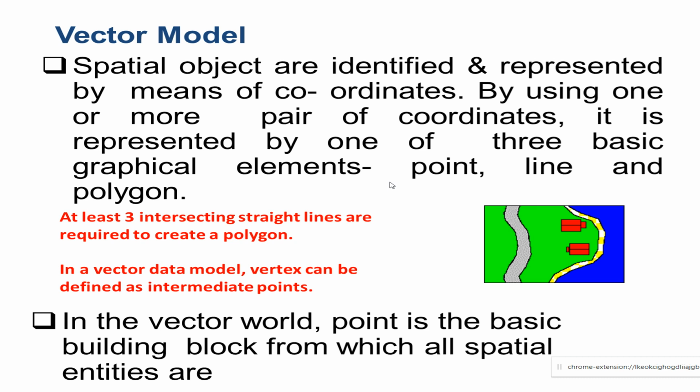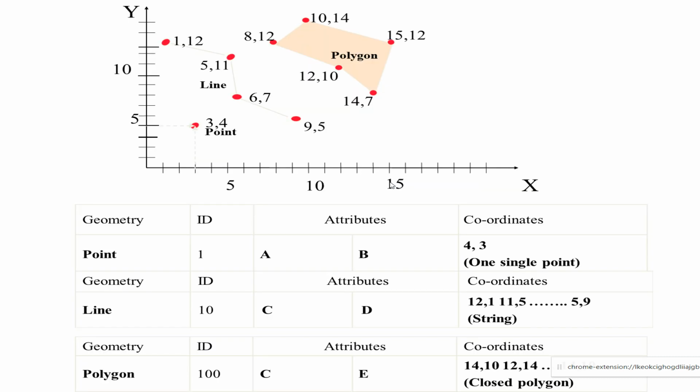In a vector data model, a vertex can be identified as an intermediate point. Like when we create a line, the first and last will be the end points, and the points in between are called vertices. So it is an intermediate point. In the vector world, points are the basic building block from which all spatial entities are formed. Here you can see how the points and coordinate values have been assigned.